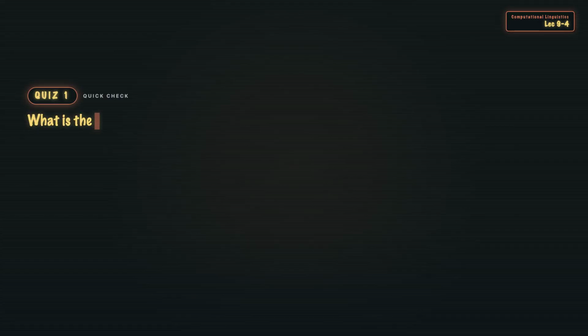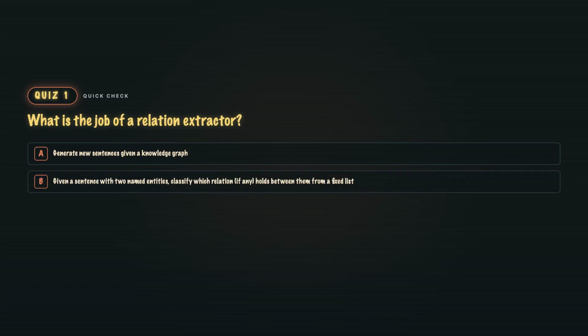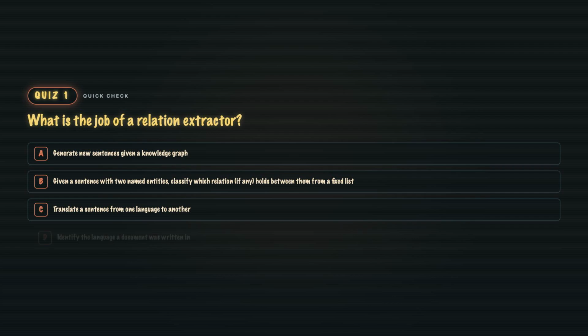Quiz 1. What is the job of a relation extractor? A. Generate new sentences given a knowledge graph. B. Given a sentence with 2 named entities, classify which relation, if any, holds between them from a fixed list. C. Translate a sentence from one language to another. Or D. Identify the language a document was written in.